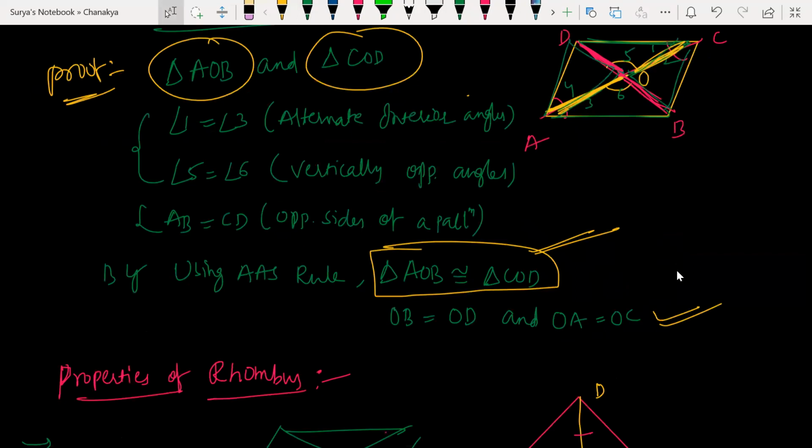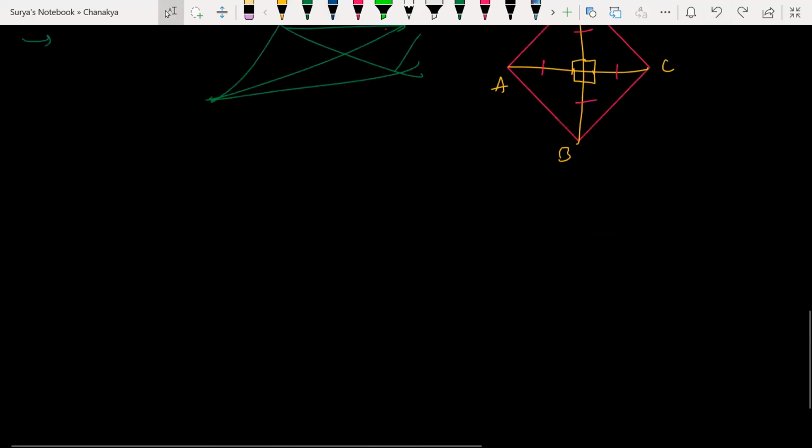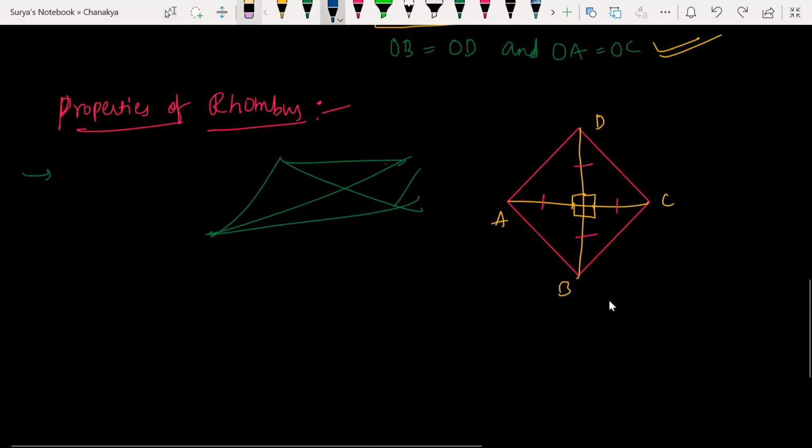So now if you take these two triangles, this will be equal to that, similarly you get OB is equal to OD, OA is equal to OC. If you take this triangle and this triangle also, you get the same thing. So similarly in a rhombus also, if you compare like that, they will be equal only.